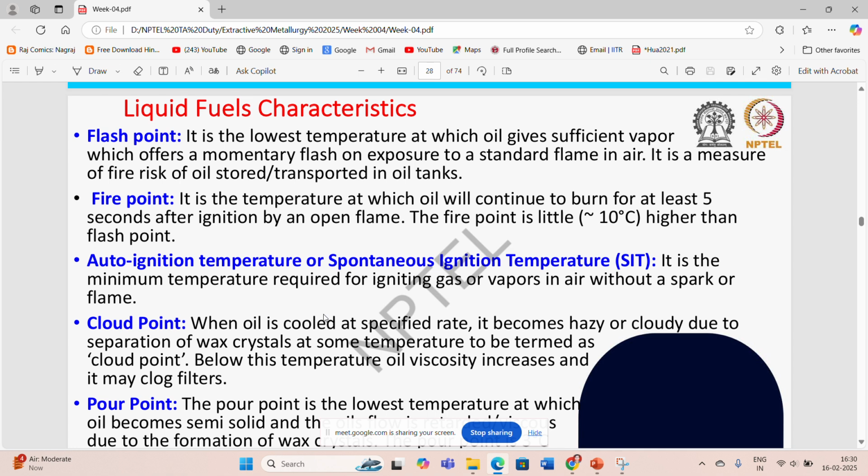Then fire point is the temperature at which oil will continue to burn for at least 5 seconds after ignition by an open flame. The fire point is around 10 degrees Celsius higher than the flash point. Then auto ignition temperature, or spontaneous ignition temperature, is the minimum temperature required for igniting gas or vapors in air without a spark or flame.